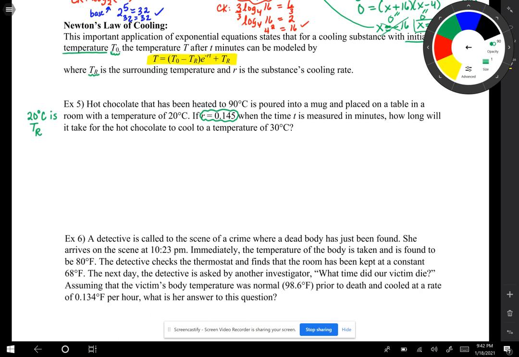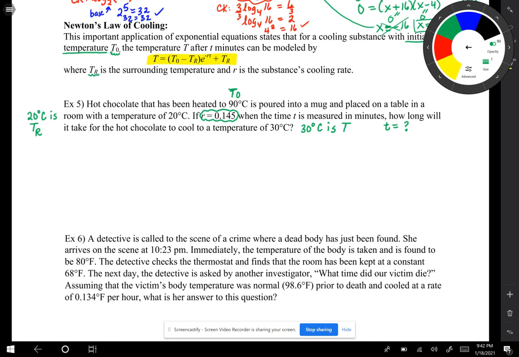When the time t is measured in minutes, how long will it take for the hot chocolate to cool to a temperature of 30 degrees Celsius? So this is the ending temperature, 30 degrees Celsius, which is T. We don't know what little t is because it's asking us how long. But we do know that the initial temperature is 90 degrees. Notice you've identified everything. At this point, you just need to plug it into your formula.